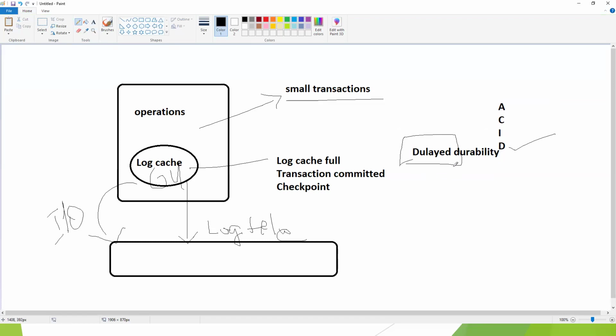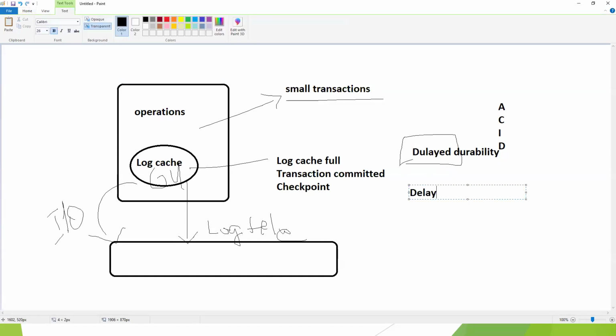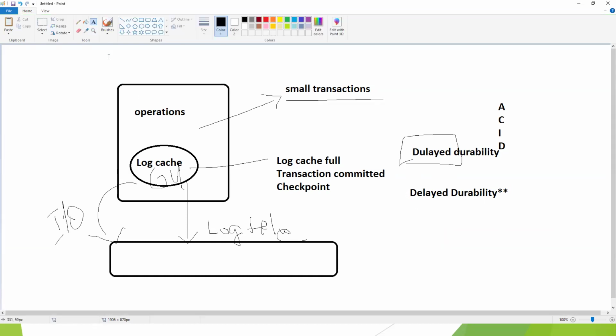Durability makes sure that the transaction we are processing is written into the transaction log file, so that if any crash happens, I should be able to recover my data without any data loss. That is the reason we write into the transaction log file. Now, if you enable delayed durability, we are delaying the durability feature, to avoid small transactions committing.